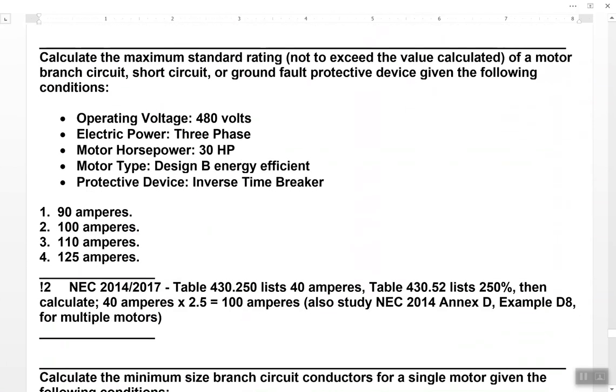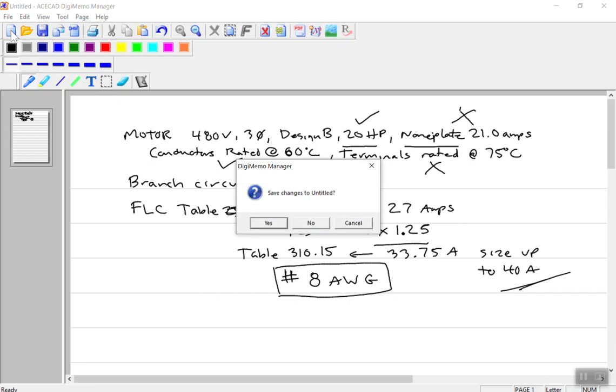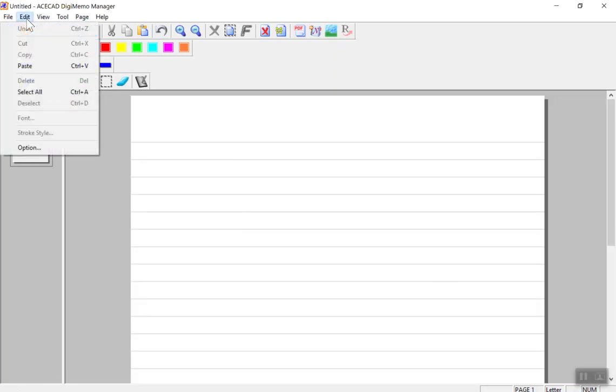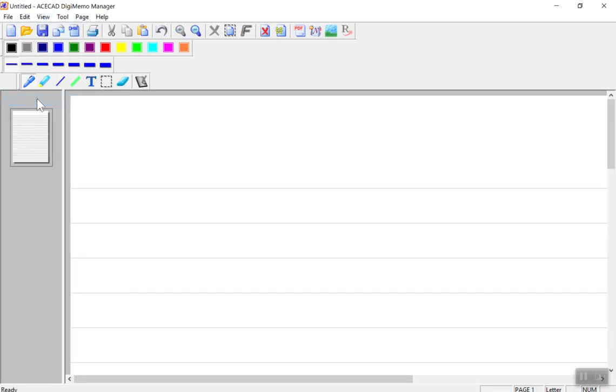However, this next question is not asking for branch circuit conductors. It's asking for what? Overcurrent protection. Calculate the maximum standard rating. Do not exceed the calculated value. That's kind of interesting. Of a motor branch circuit, short circuit, or ground fault protective device given the following conditions. Okay, so let's write this one in our notes as well. And if you have to start a new page, if you must, I'm going to start a clean page here on the board. Make sure you take good notes now, okay?